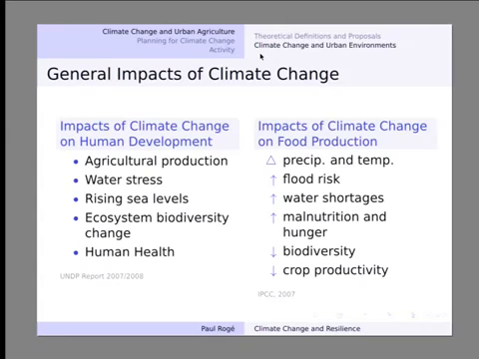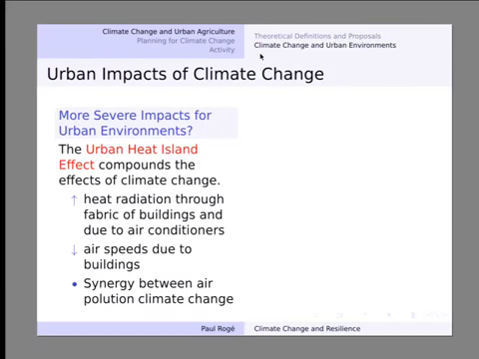And then in terms of specifically on food production, focusing a little bit more, we're going to see a change in rainfall and temperature, increased risk of flood, increased risk of water shortages, resulting in more malnutrition and hunger, reduced biodiversity, reduced crop productivity. So it doesn't look very promising, right, for us, unfortunately.